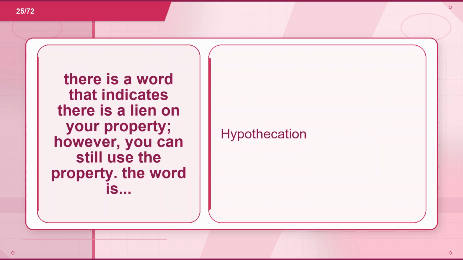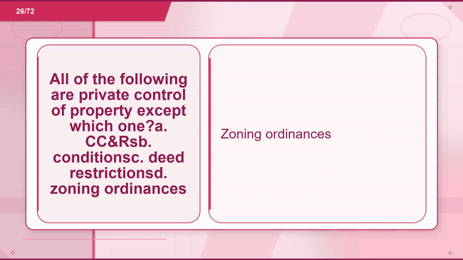Flashcard 25. Term: there is a word that indicates there is a lien on your property, however, you can still use the property. The word is... Definition: hypothecation. Flashcard 26. Term: all of the following are private control of property except which one? A. CC and Rs. B. Deed restrictions. C. Zoning ordinances. Definition: zoning ordinances.